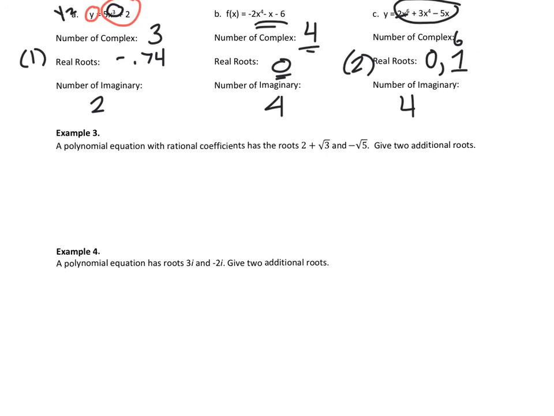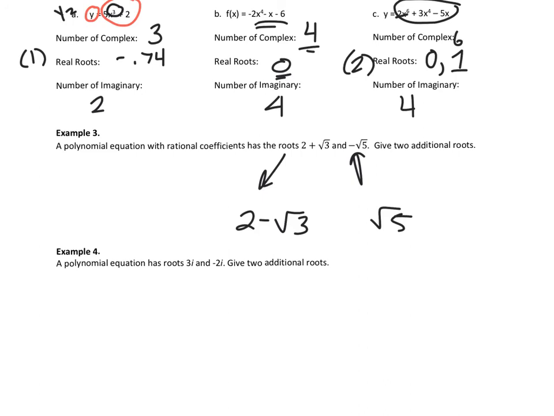Okay, in example 3, a polynomial with rational coefficients has roots at 2 plus root 3 and negative root 5. Give 2 additional roots. So imaginary and irrational roots come in groups of 2, and they come in conjugates. So the other root would have to be 2 minus root 3. And the conjugate of negative root 5 is positive root 5.